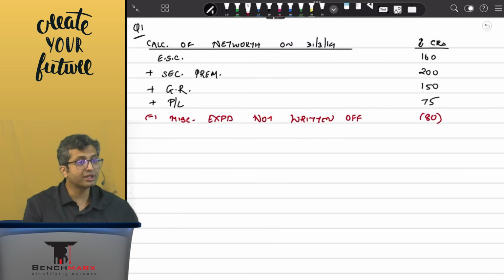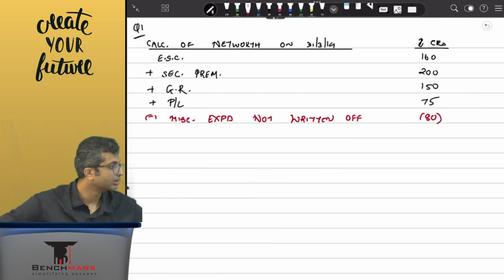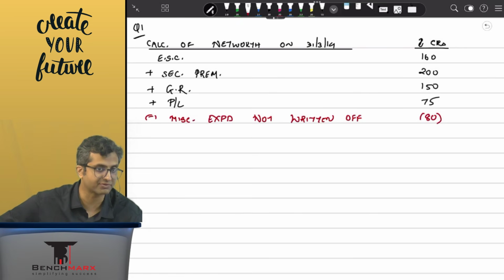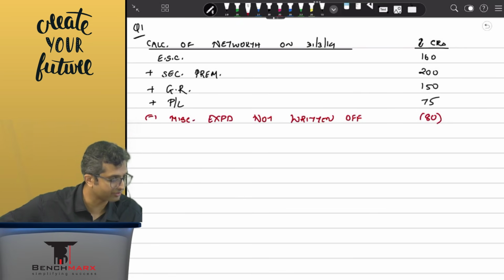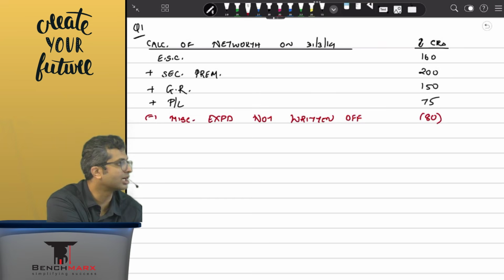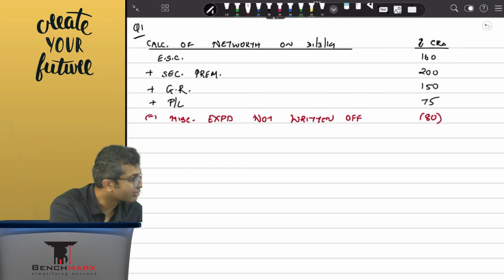Is goodwill a fictitious asset? No, it is an intangible, not fictitious. Fictitious means it's not an asset in the first place. Can you go out and sell your miscellaneous expenditure? It is not an asset only, it is an expense which is yet to be written off. Goodwill is an actual asset.